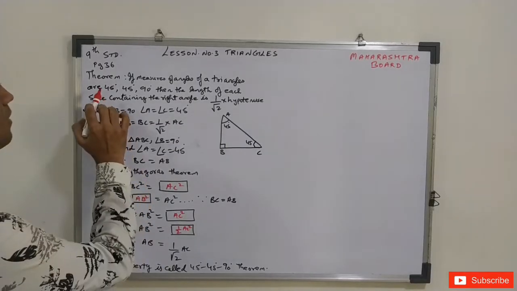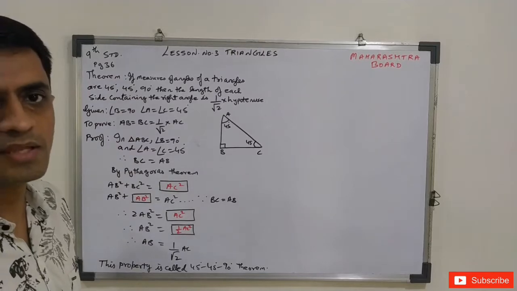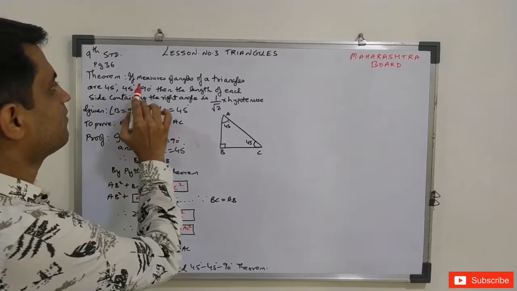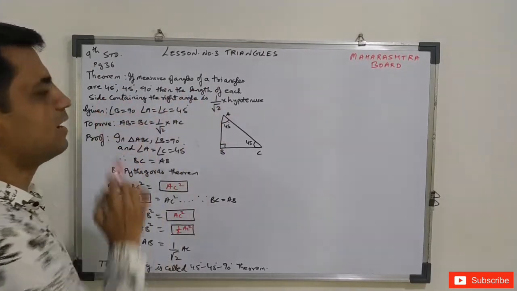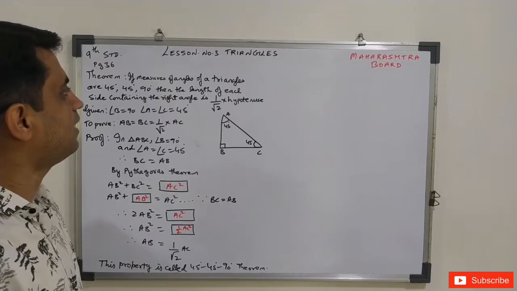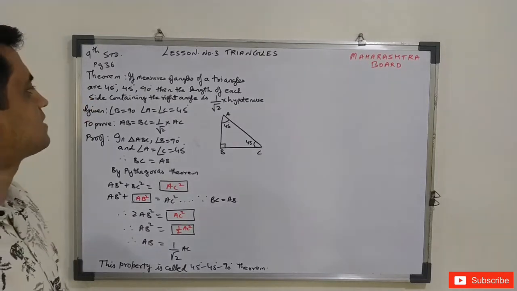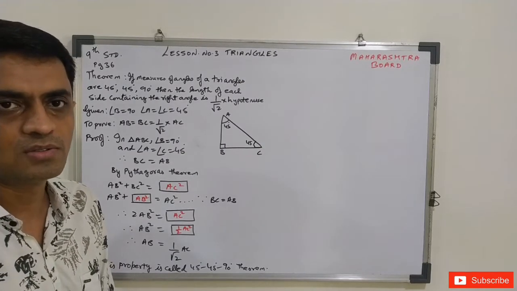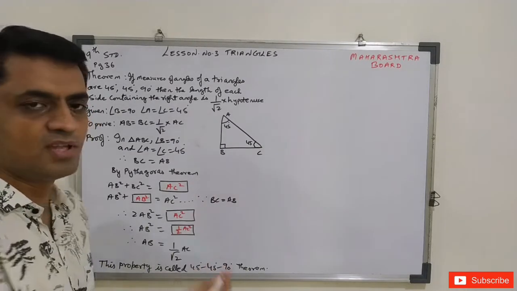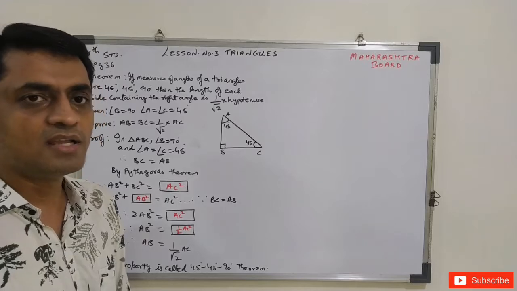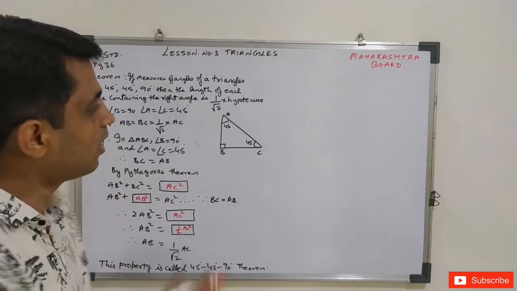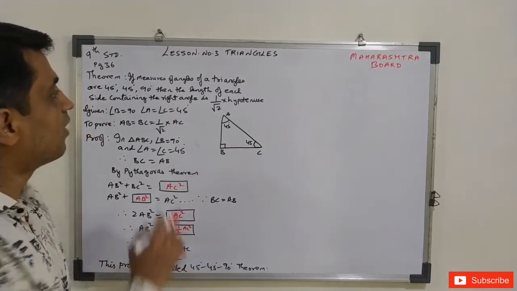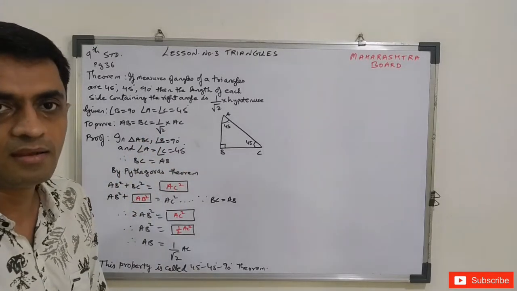Now students, theorem on page number 36, you can see there. Theorem: if the measures of the angles of a triangle are 45, 45, 90, then the length of each side containing the right angle is 1 upon root 2 into hypotenuse. In the previous part, just before this, we had seen the 30, 60, 90 degree theorem. Now we are going to see the 45, 45, 90 degree theorem.